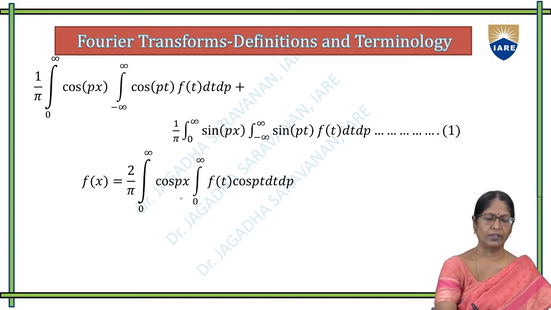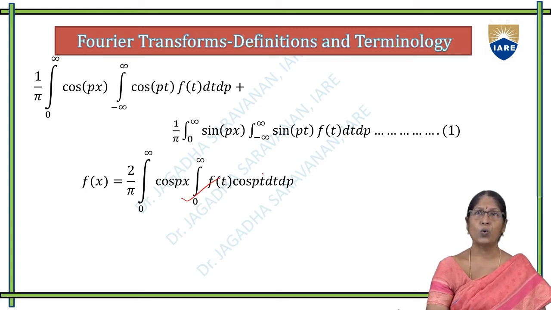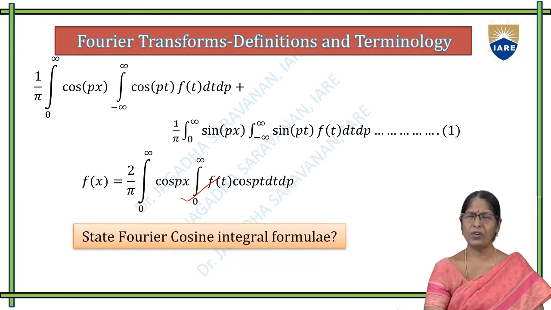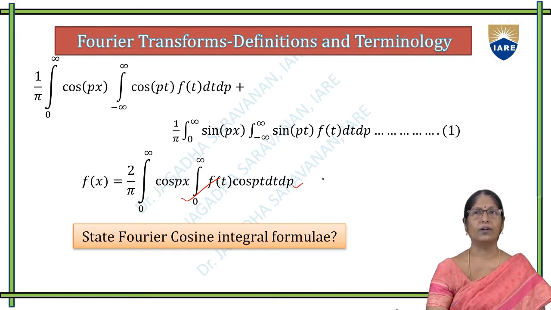So we can see, this is the Fourier cosine integral formula. So what is the question we can expect? For what we have discussed, state the Fourier cosine integral formula. So this is to be written.